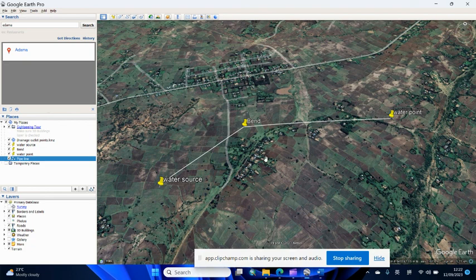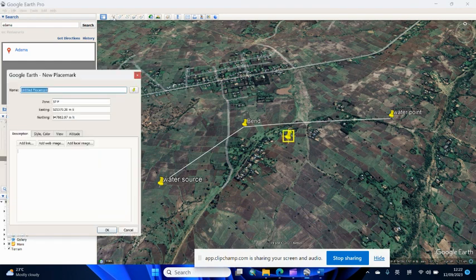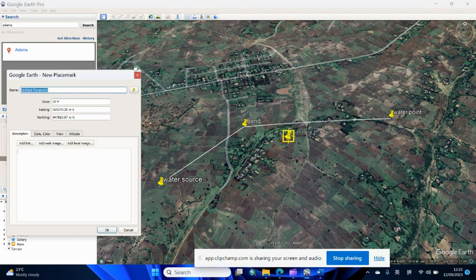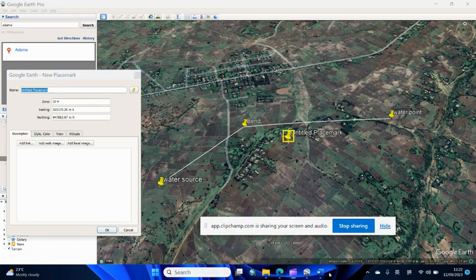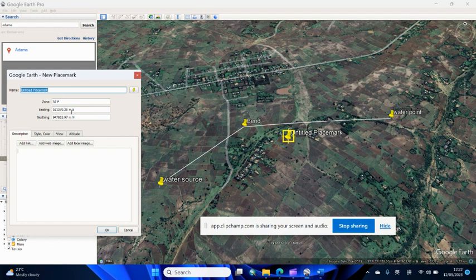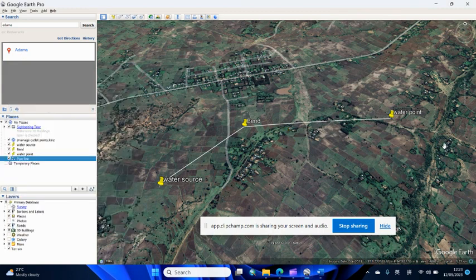Similarly, we can put the bend data, the coordinate data, in this format. Then we say okay, and we get this point. In the same way, we can put the water point coordinate data in this format, and then you can name it water point, and you get this point.